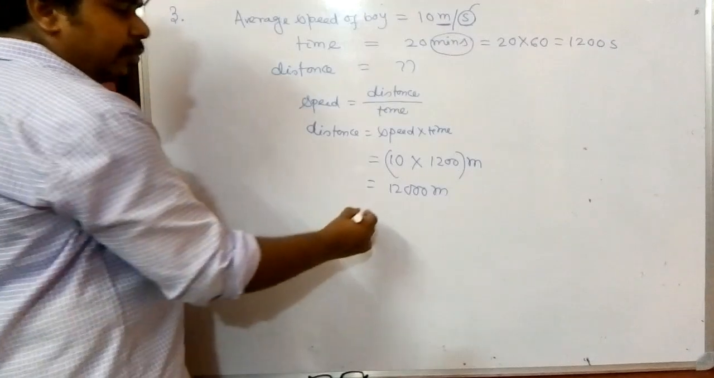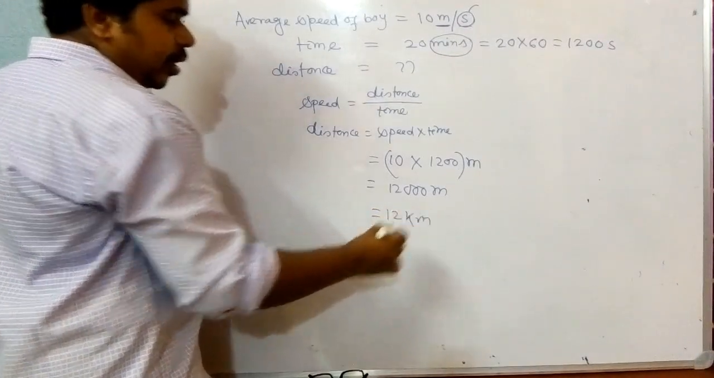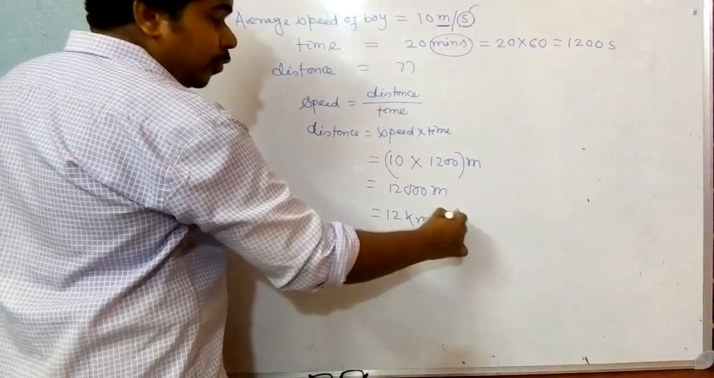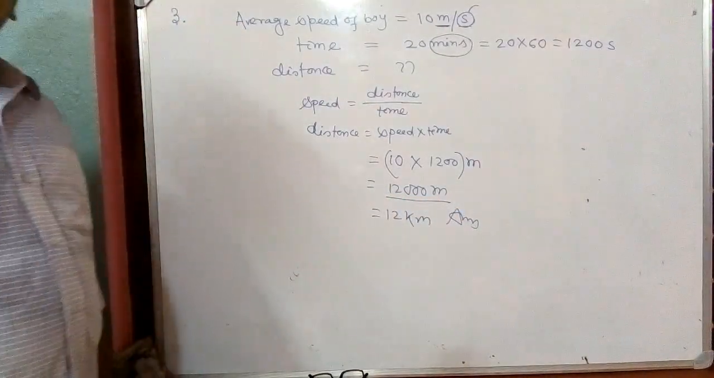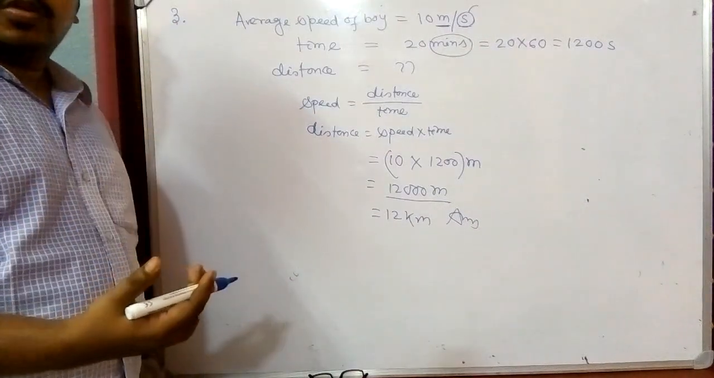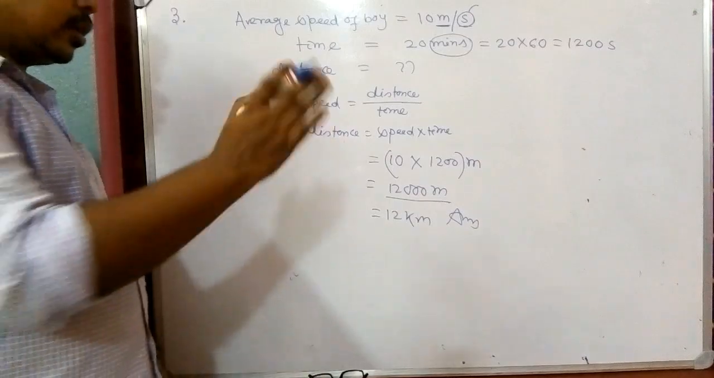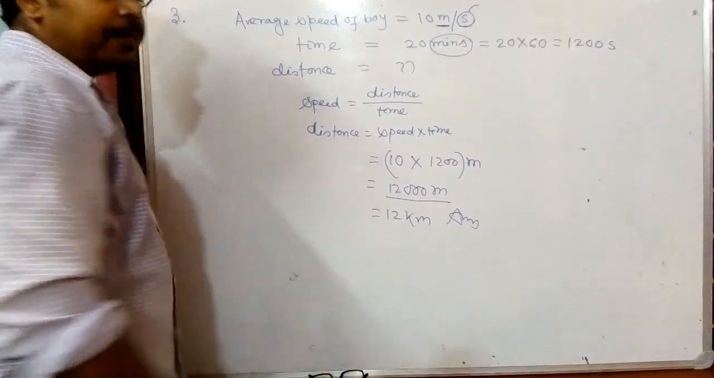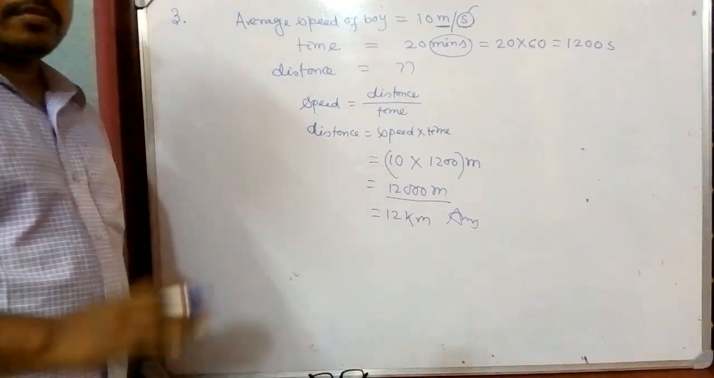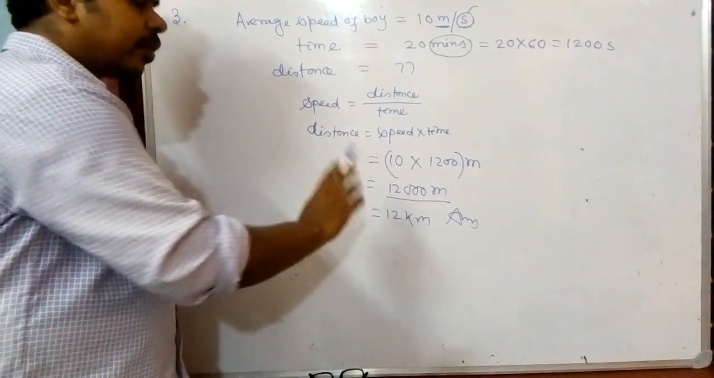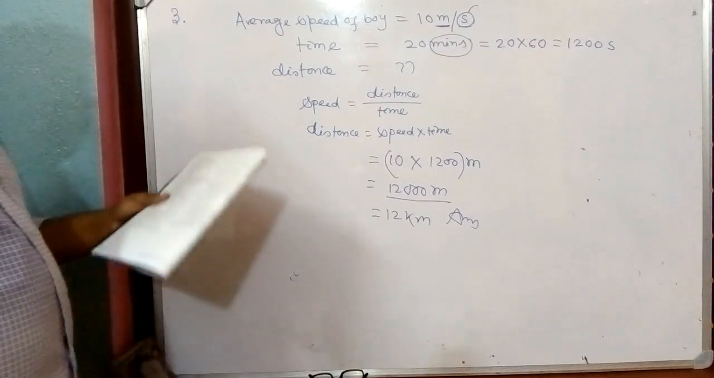So 12,000 meter means how much kilometer? 12 kilometer. You may ask, if we have kept it in 12,000 meter, can you give marks? Yes, I'll give you marks, because the answer is correct. If it is told that you have to convert it to kilometer, you can come here. Otherwise, not needed. But if you do it directly also, I don't have any problem. You can write it. Okay, that is all about question number 3.